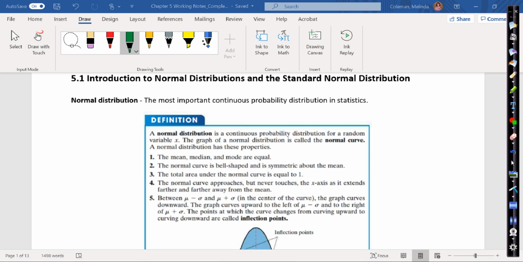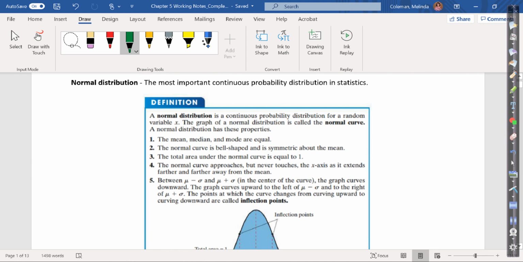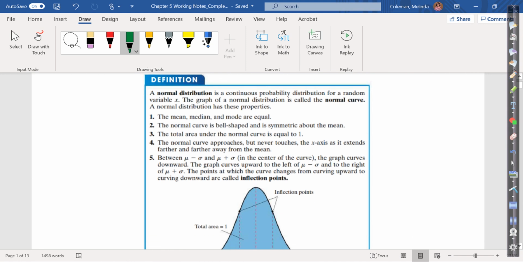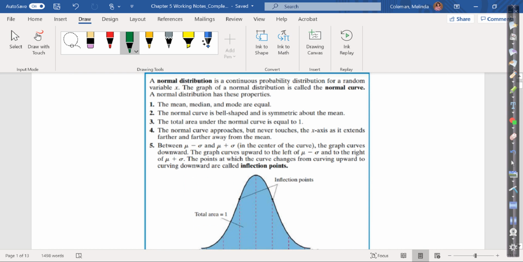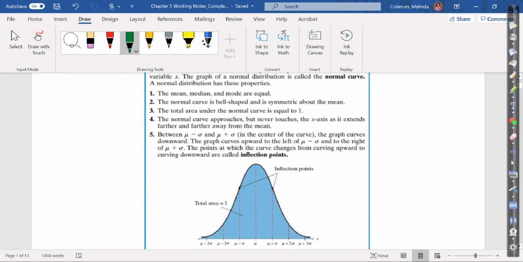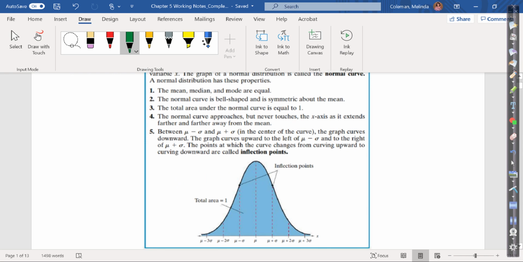All right, today we start a new chapter. This is an introduction to the normal distributions and the standard normal distribution. So basically, again, some definitions. The normal distribution is a continuous probability distribution for a random variable x. The graph is called the normal curve, and you can see a picture of it here. And it has the following properties.